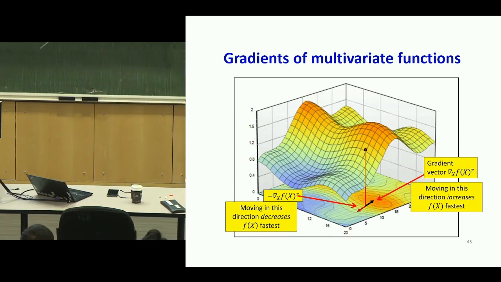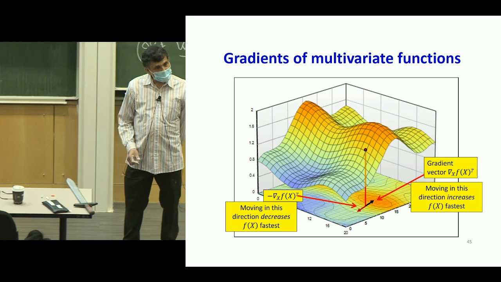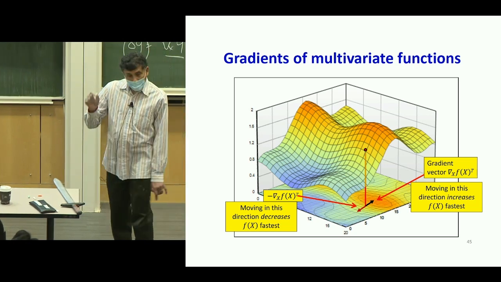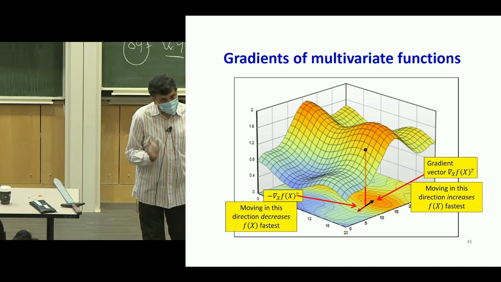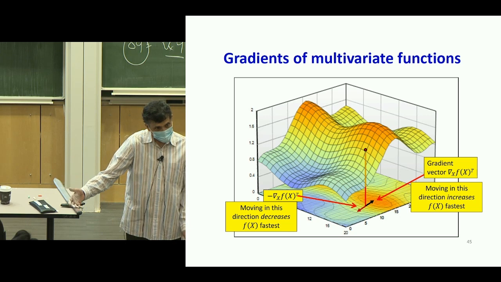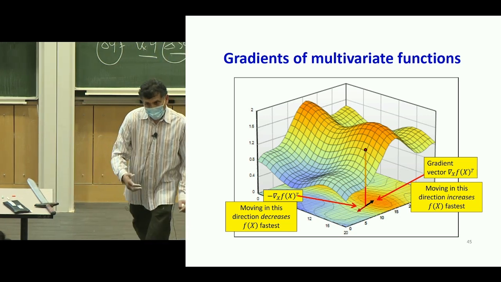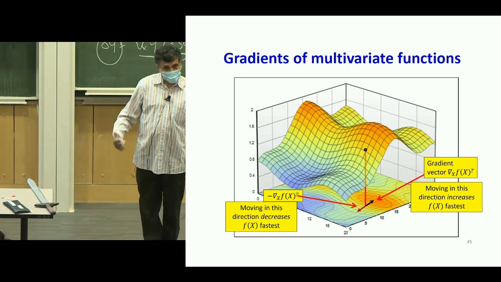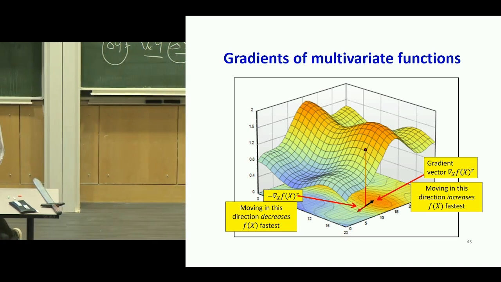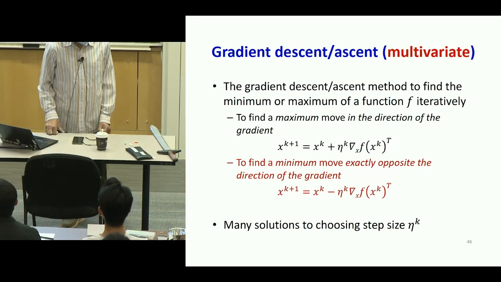The gradient is going to be 0 at the minima or the maxima, right? And at any point, if you walk in the direction of the gradient, the function increases fastest. If you walk exactly opposite the direction of the gradient, the function decreases fastest. This is even for multivariate functions, right? And so that gives us back the same rule.